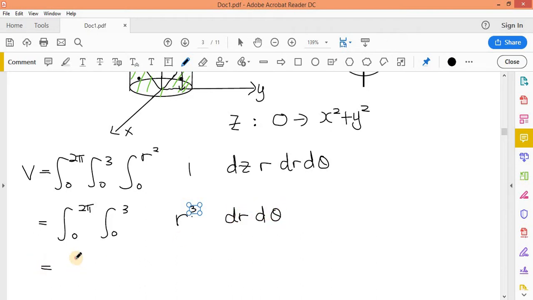Okay, you can press your calculator. The answer will be 81/4 d theta, and it will be 81/2 pi unit cube.